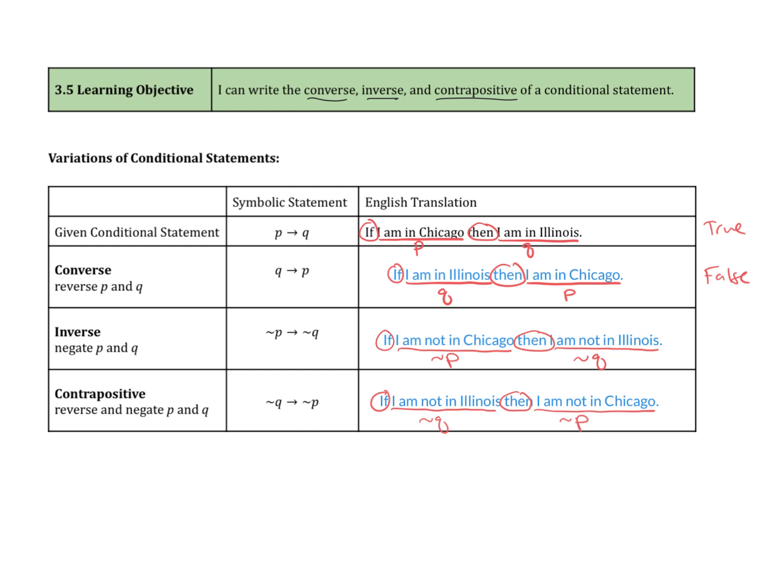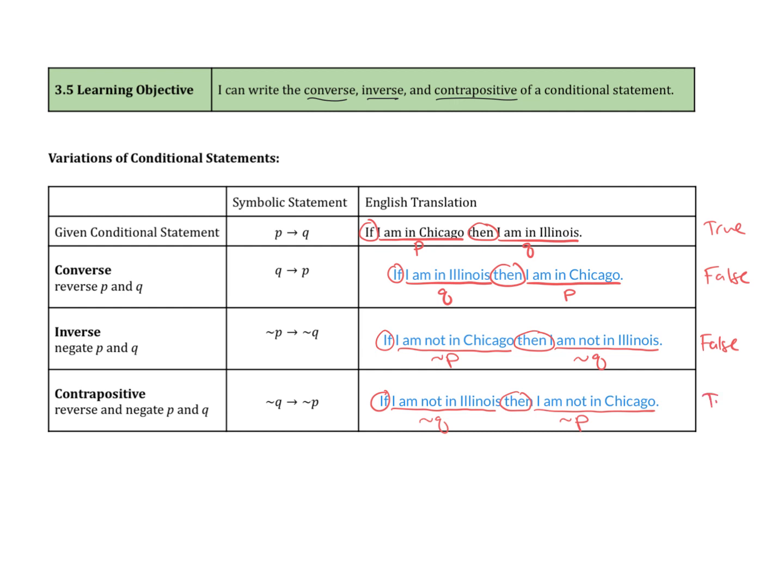The next one, the inverse, "if I'm not in Chicago, then I'm not in Illinois." Well, just because you're not in Chicago doesn't mean you're not in Illinois. If you are currently in Elk Grove Village, you are not in Chicago, but you are in Illinois. So that's another false statement. And the last one, the contrapositive, "if I'm not in Illinois, then I'm not in Chicago." That one's going to be true because if you're in another state other than Illinois, you might be in Wisconsin, you're definitely not going to be in Chicago because Chicago's in Illinois.